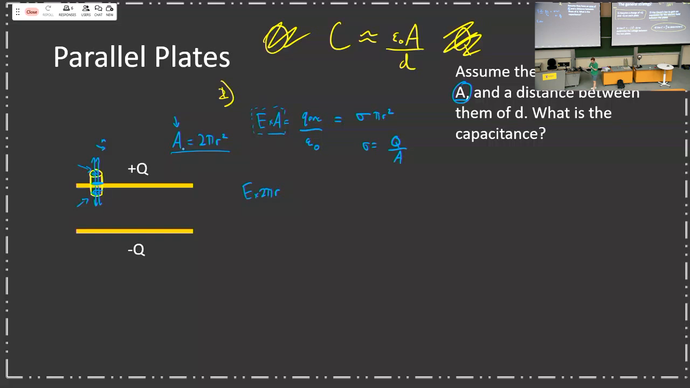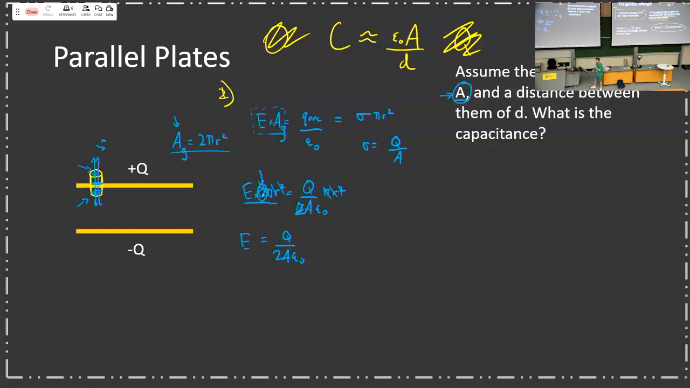I'll call this A of the Gaussian surface, just to distinguish it from A, the area of the plates. The electric field times the area of our Gaussian surface is equal to Q divided by the area of the plates times pi r squared. We do some cancelling, and we remember epsilon naught. And then we get E is equal to Q over 2A epsilon naught. There's a 2 there that I didn't uncancel.